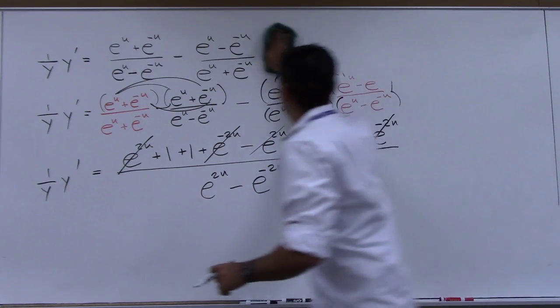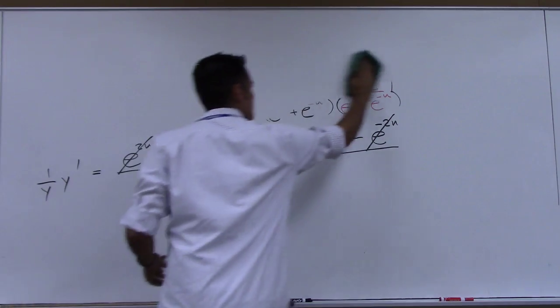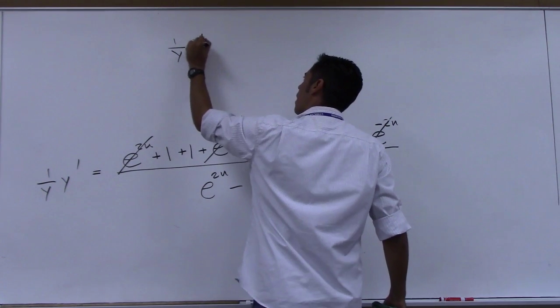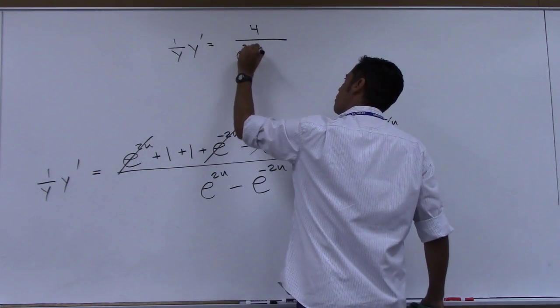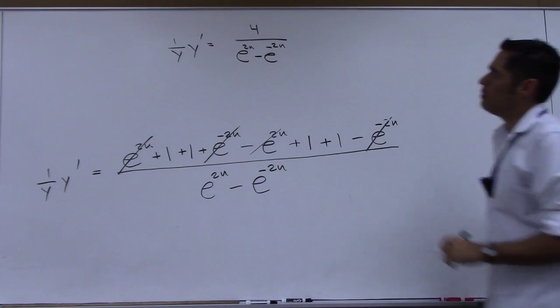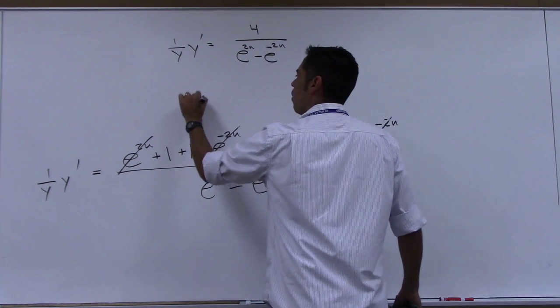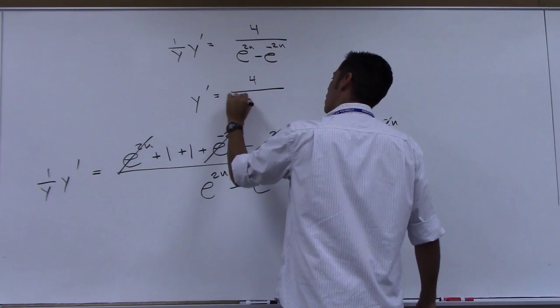So here's where I'm at. I'm at 1 over y prime equals 4 over e to the 2u minus e to the negative 2u. And what would be my next step? Multiply both sides by y. But what was y? It was the original problem, wasn't it? So what was it? I forgot.